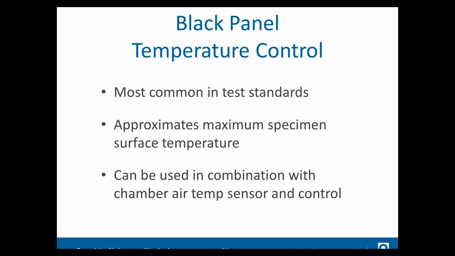As far as controlling temperature in these test methods, we use a black panel temperature control. As we mentioned before, with the colored specimens for temperature, the idea is that it approximates a maximum specimen surface temperature. It's not going to be necessarily the hottest point in a chamber because specimen materials will play a large role in that, but this is the common control point that's used in test methods. And this can be used in combination with a chamber air temperature sensor, but it isn't required.